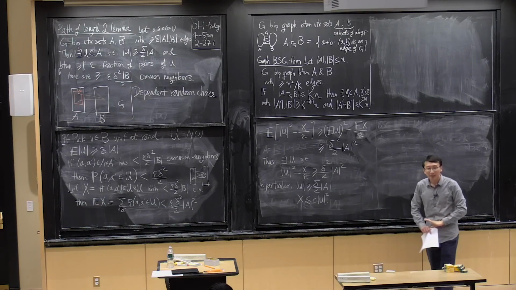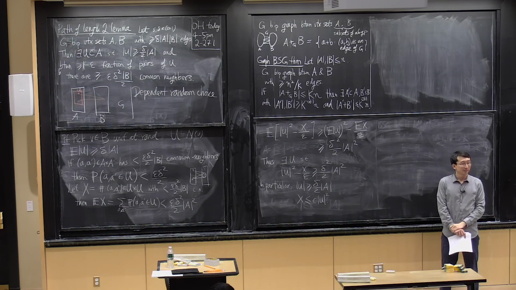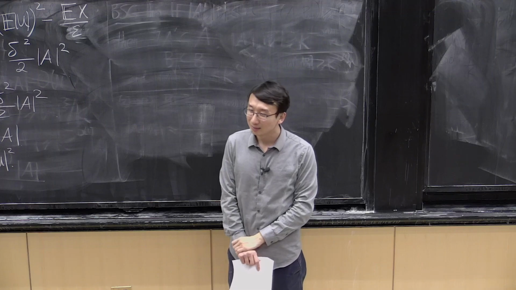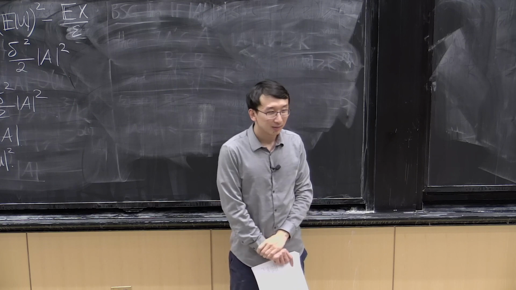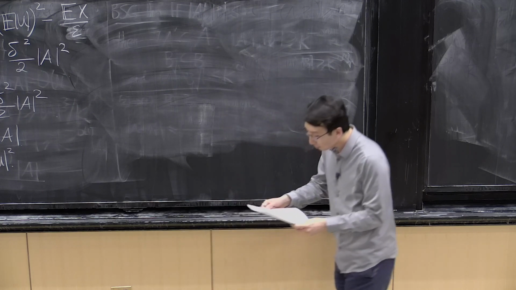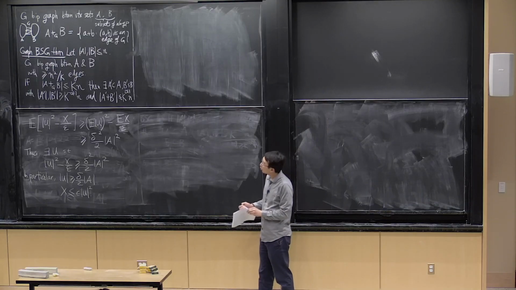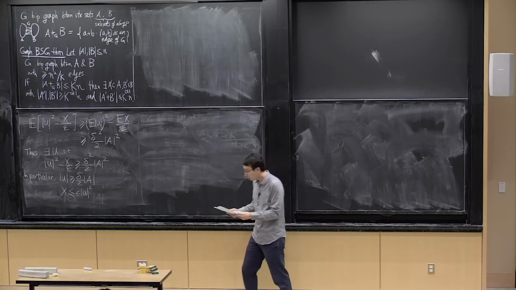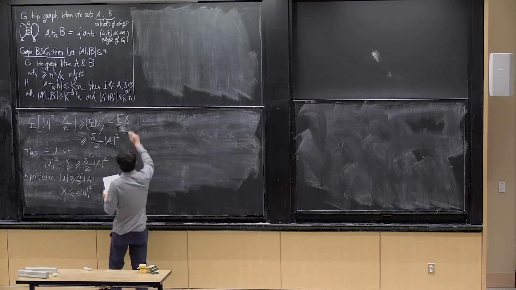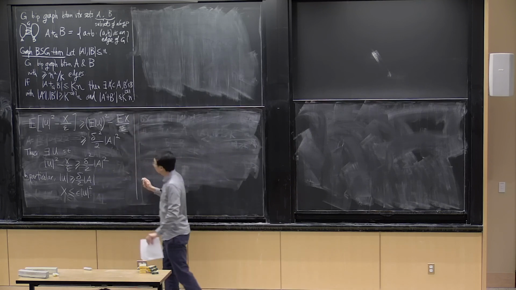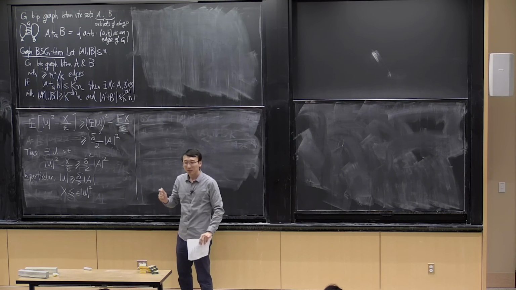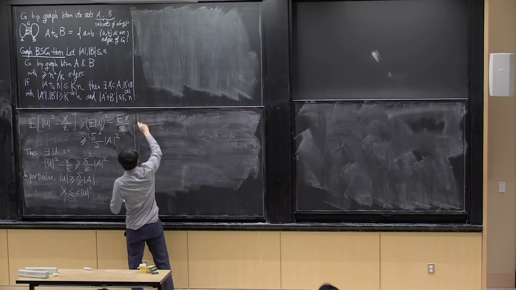Okay, so that was dependent random choice. Any questions? All right. So that was the path of length 2 lemma. It tells us I can pick a large set with lots of paths of length 2 between most pairs of vertices. Let's upgrade this lemma to a path of length 3 lemma.